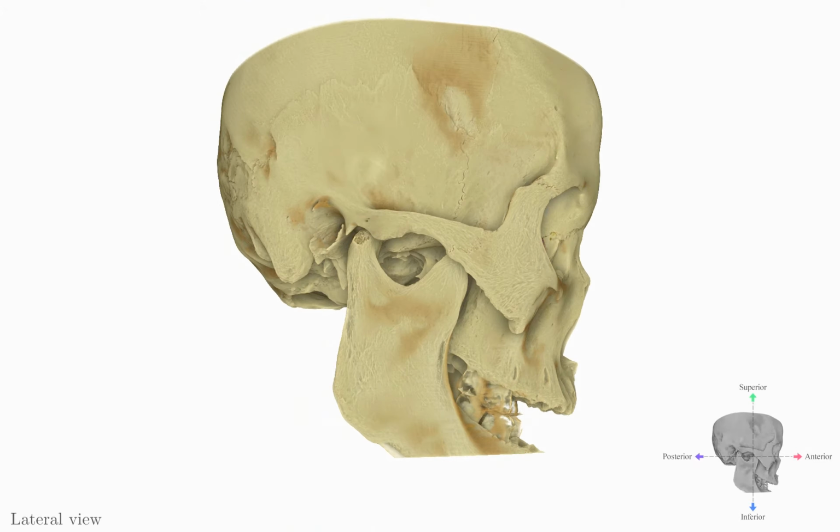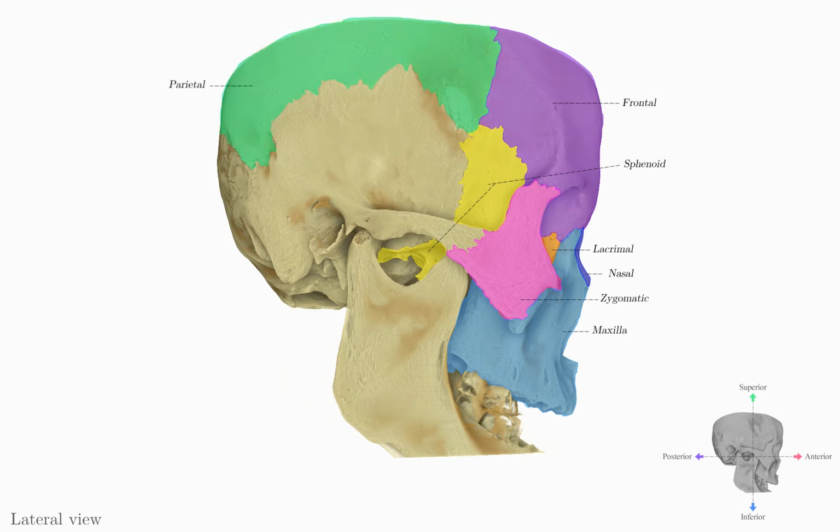In the lateral view, you can observe the nasal, maxillar, lacrimal, and zygomatic bones. Note the extent of the frontal, sphenoid, and parietal bones. Also note the mandible, temporal, and occipital bones.